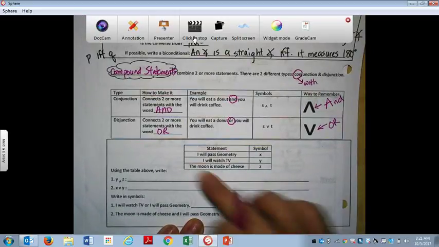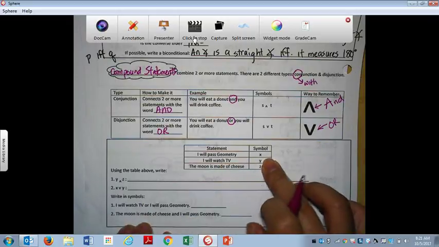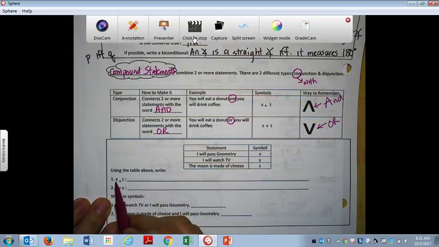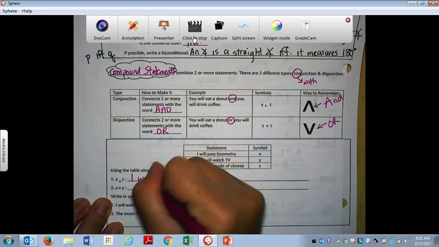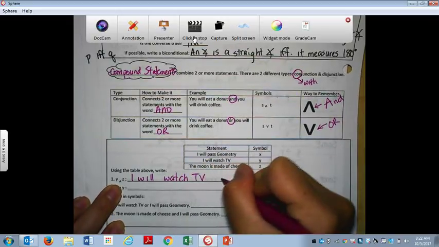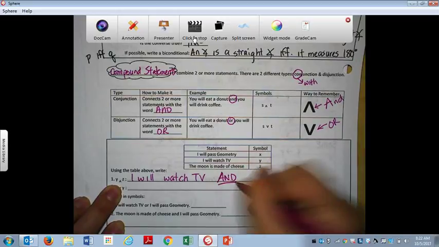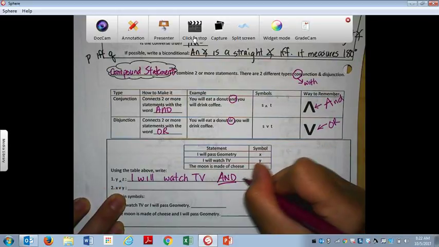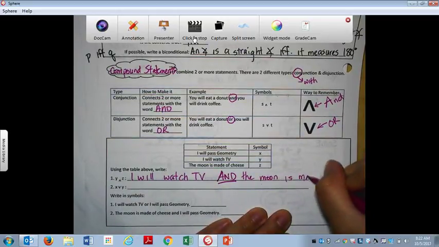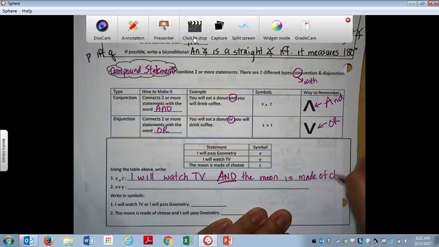All right, I will pass geometry, that's an X. I will watch TV, that's a Y. The moon is made of cheese, that's your Z, okay? So now looking at this, Y and Z, okay? So you take your Y, I will watch TV, and then, again, that looks like an A, so and, the moon is made of cheese. It's not about how you feel about it, it's your ability to translate symbols, okay?